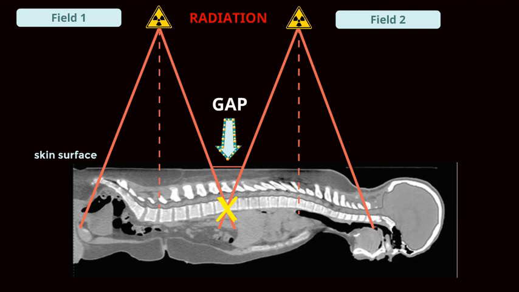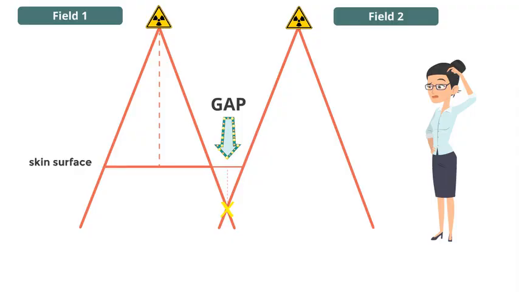This is where similar triangles come in. Now bear with me. Let's go through how to calculate the distance of this gap using the geometry of the beams.